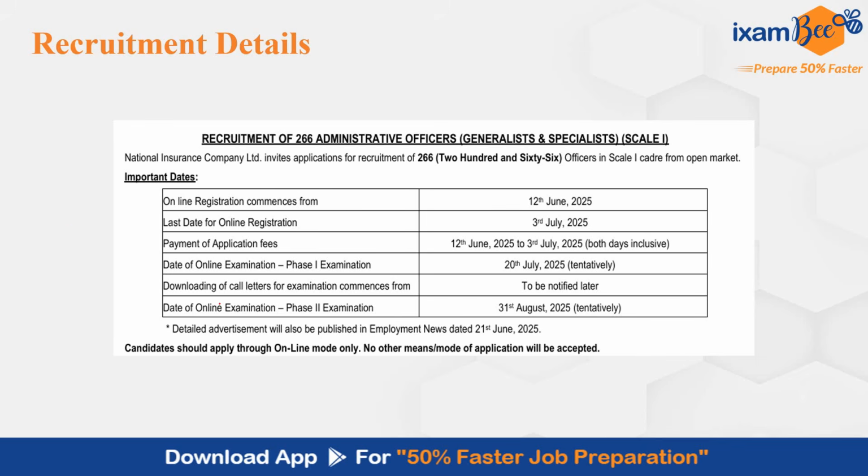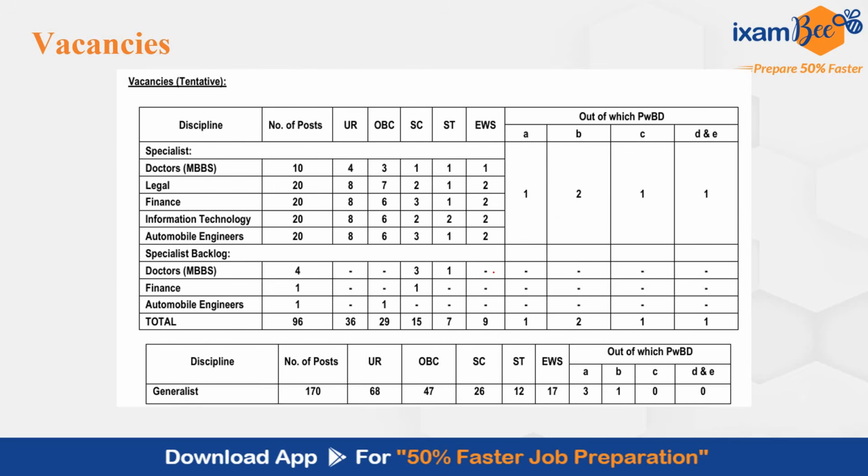to 3rd of July. Your date of prelims examination is 20th of July. Date of online mains examination is 31st of August. So you have around 40 days to prelims and another 40 days till your mains. Then looking at the vacancies, for legal stream there are 20 vacancies and this is the category wise division.